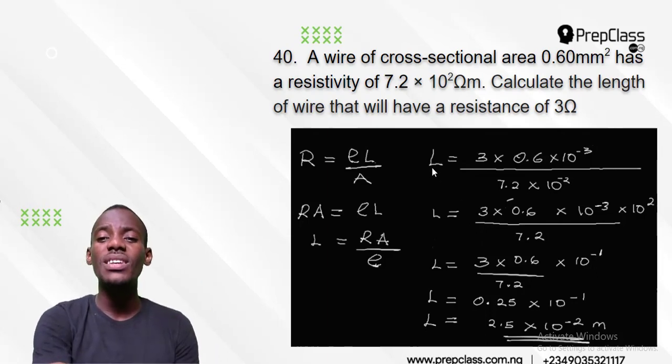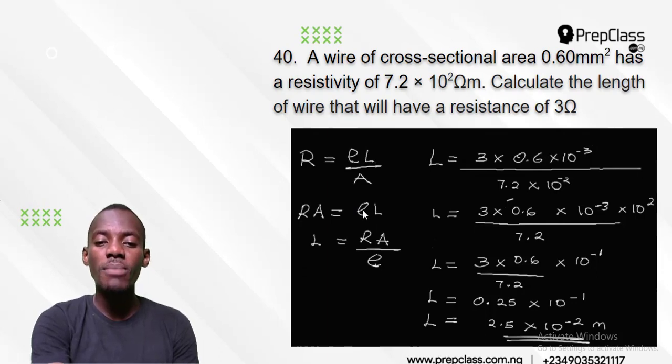Now let's make the subject of the formula. They say calculate the length, so that means the length must become the subject. So I will cross multiply: RA equals ρL. Then remove the ρ from the length. The ρ will move from here and go under the RA. It now becomes L equals RA over ρ.